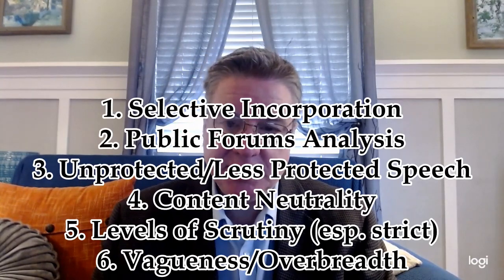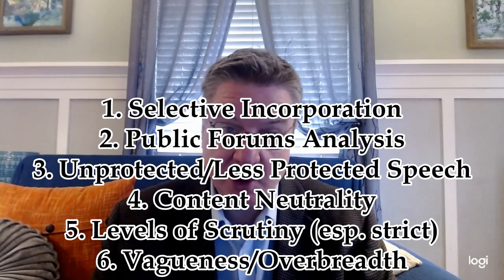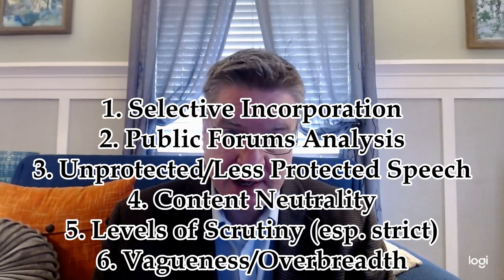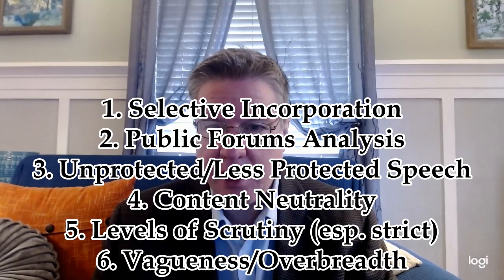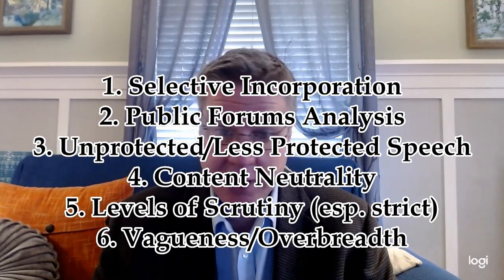So again, mental checklist item number 1, make sure you check for incorporation, selective incorporation. Mental checklist item number 2, make sure you're looking at where the speech is happening, get your points for that. Number 3, you've got to check for whether there is at least an argument to be made that the speech at issue is unprotected or less protected speech. Unprotected speech, you have got to know your categories of that.